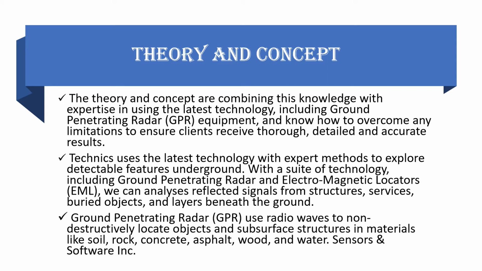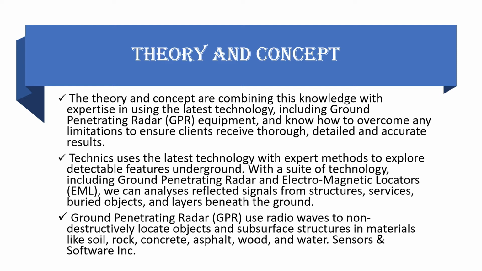Second, technique: use the latest technology with expert methods to explore detectable features underground with a suite of technology including ground penetrating radar and electromagnetic locator. We can analyze reflected signals from structure, surface, boundary object, and layers beneath the ground. Third, ground penetrating radar uses radio waves to non-destructively locate objects and subsurface structures in materials like soil, rock, concrete, asphalt, wood, and water.